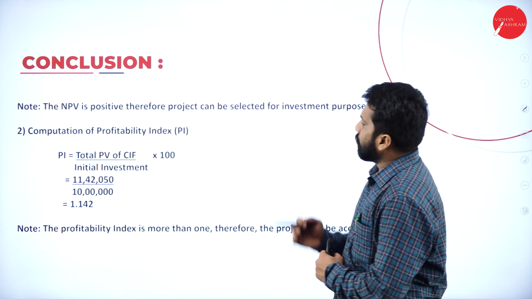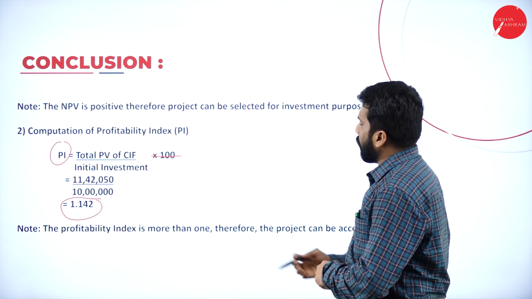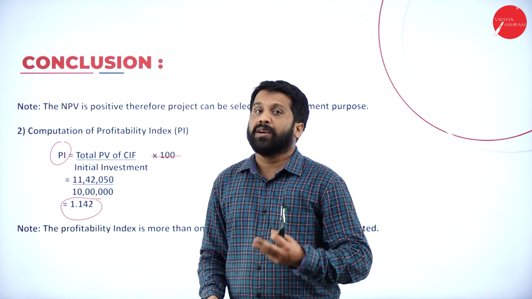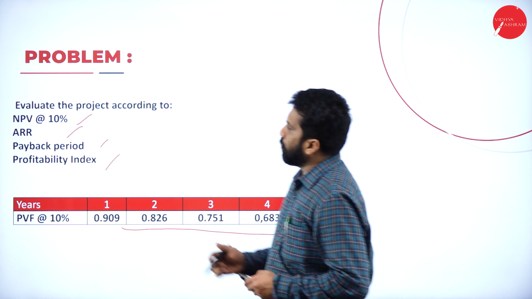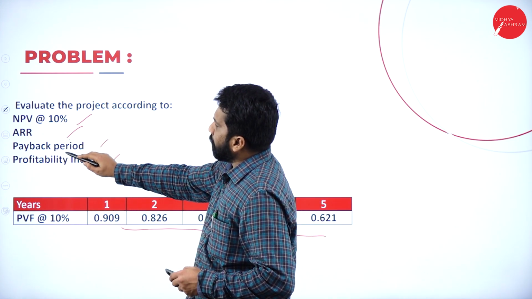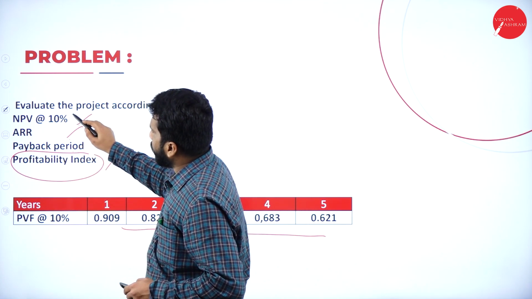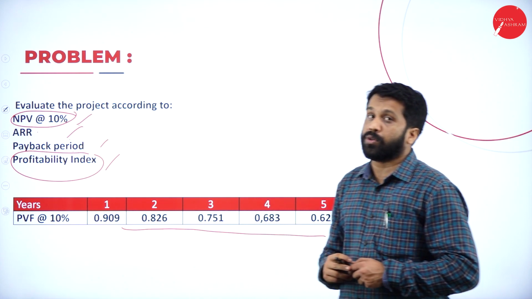Now, the last one, evaluate the project according to NPV at 10%. Yes, it is done. So this is all about your NPV. Hope you got NPV. Now, profitability index is more than 1, therefore if you spend 1 rupee, you will get more than 1 rupee. It is profitable. Now, the next one, ARR and payback period. We will do it now. In the question, we are supposed to do NPV, ARR, payback, profitability index. Profitability index is done. Your NPV is done.